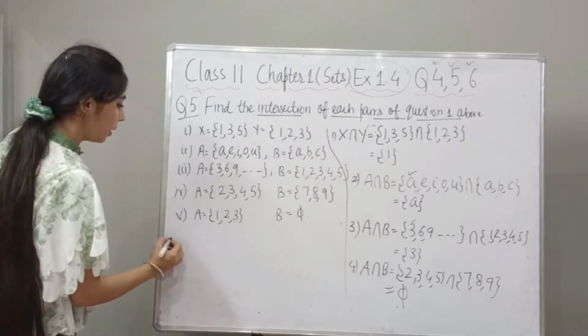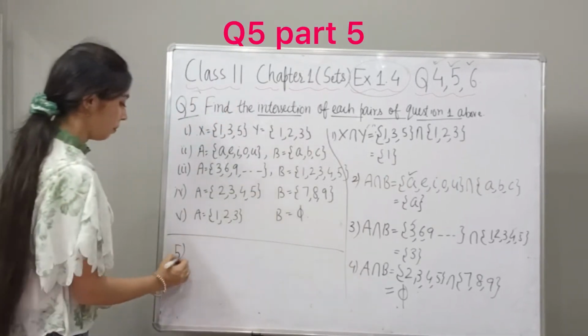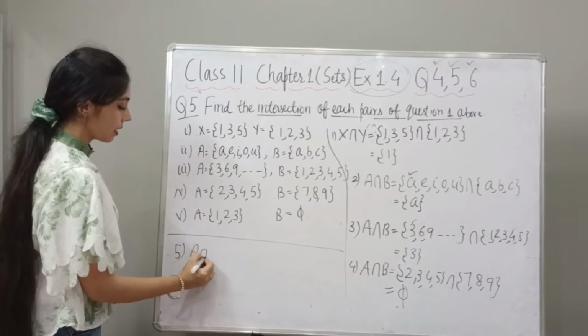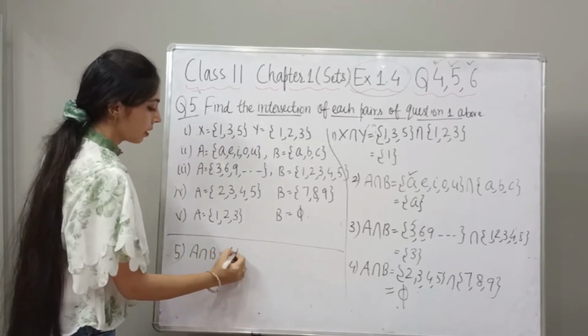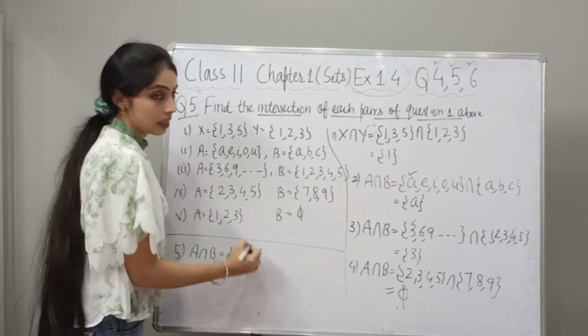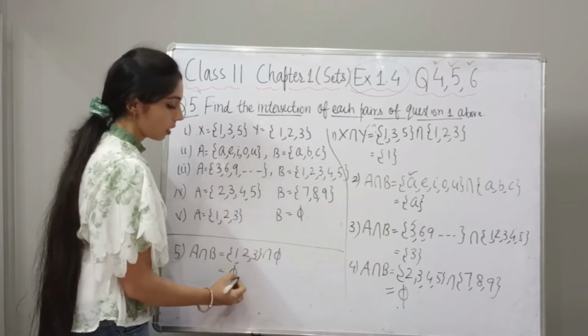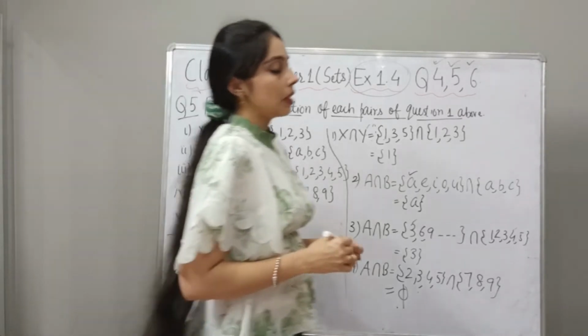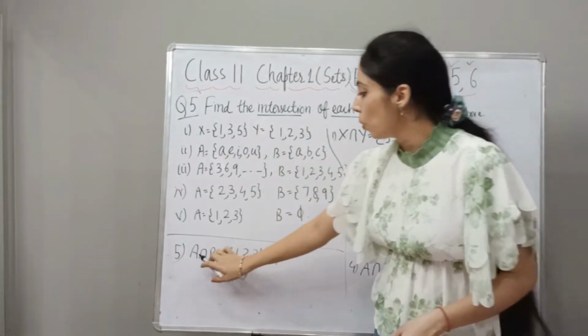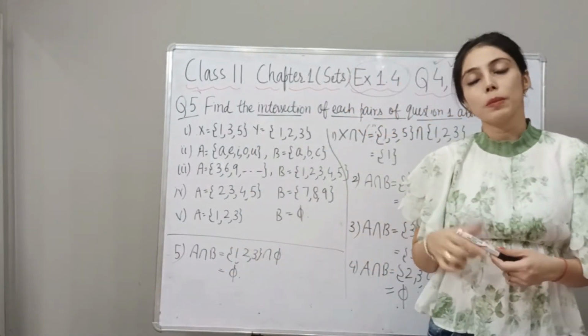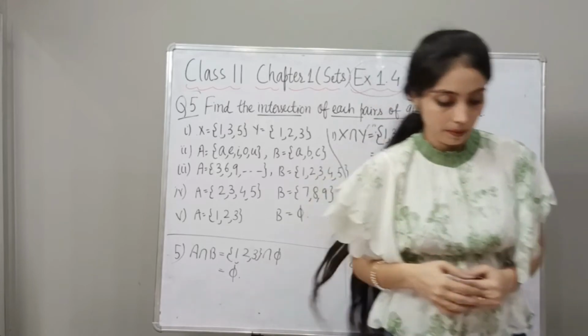Okay. So what about the 5th part? A intersection B. Means we have to find the intersection of 1, 2, 3 and 5. This will also be empty. Okay. Because there is no element which is common between A and B.